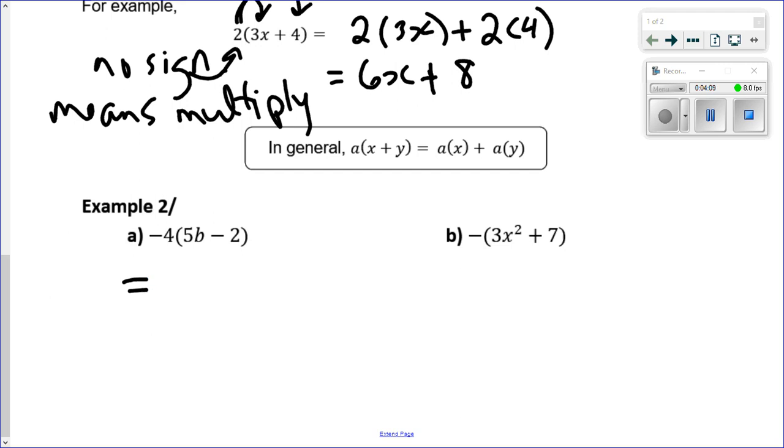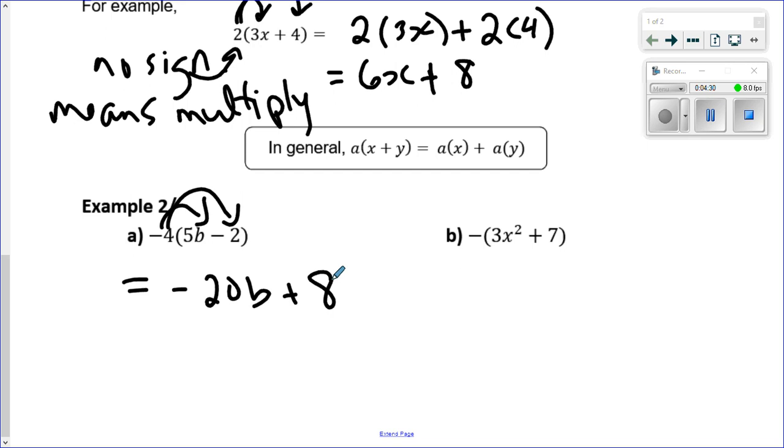So once again, we're doing the negative. Include that negative with the 4, multiplied by both values, which gives you -20b, and then -4 times -2 is +8.